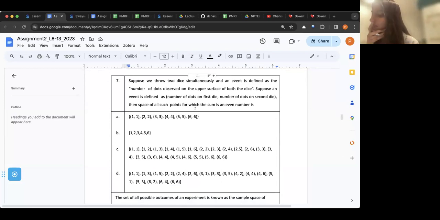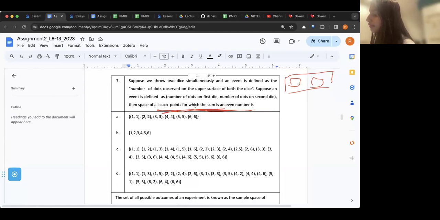Now let's say we throw 2 dice simultaneously. An event is defined as the number of dots observed on the upper surface of both dice. And we define it as all such points for which the sum is an even number. So you have to consider all the points in both the dice together, and the sum has to be an even number. So what is the sample space now?